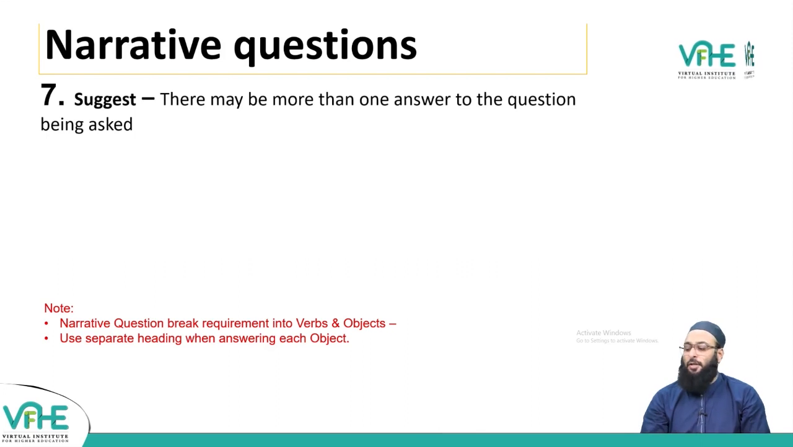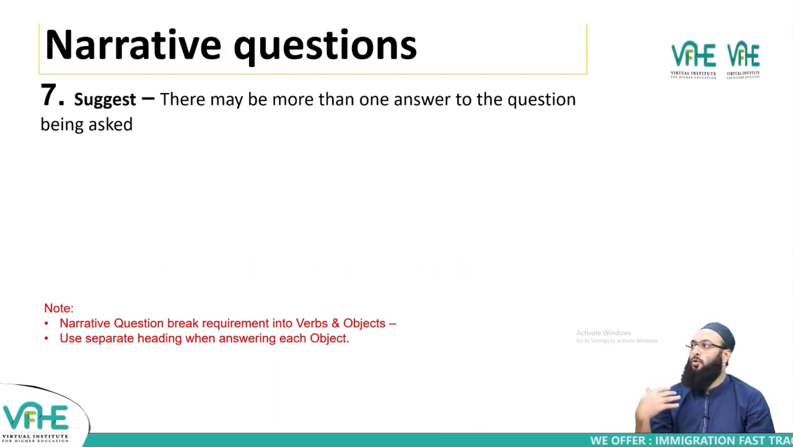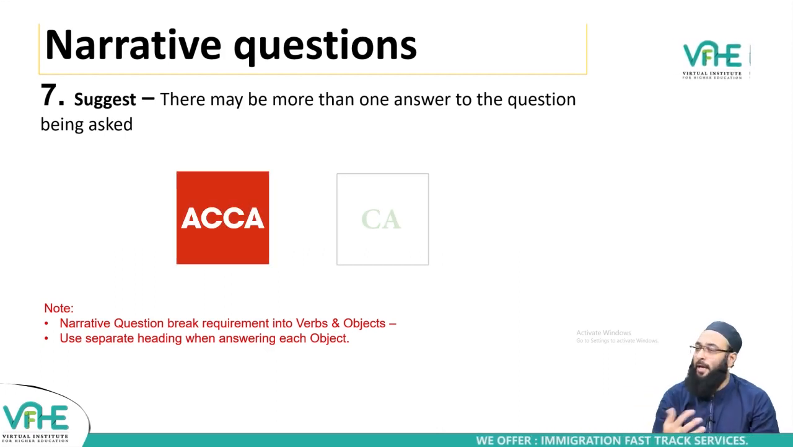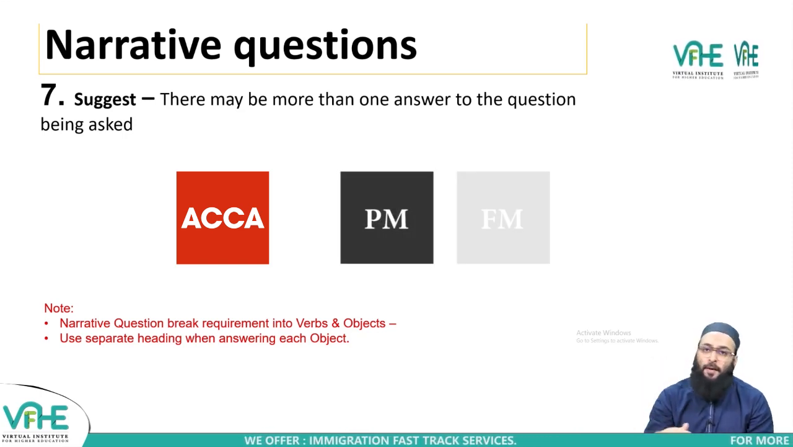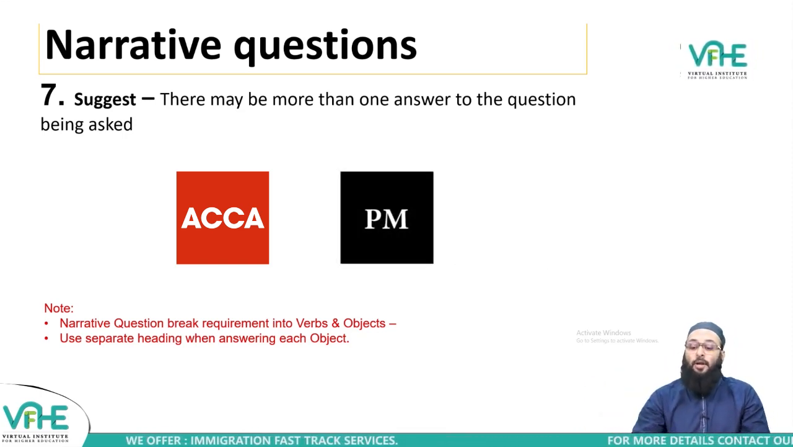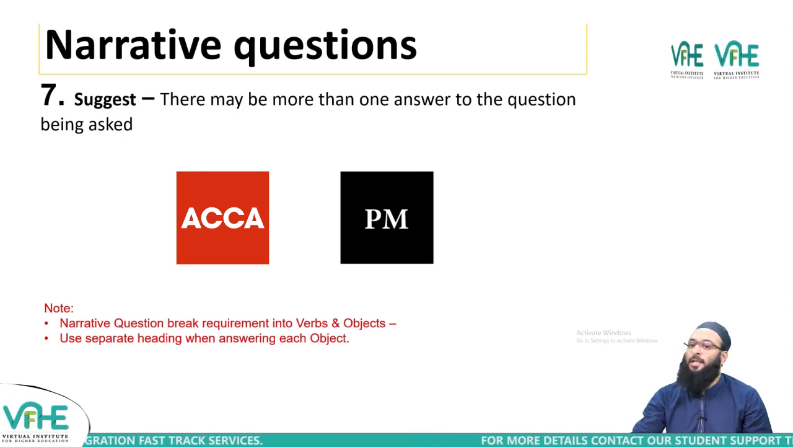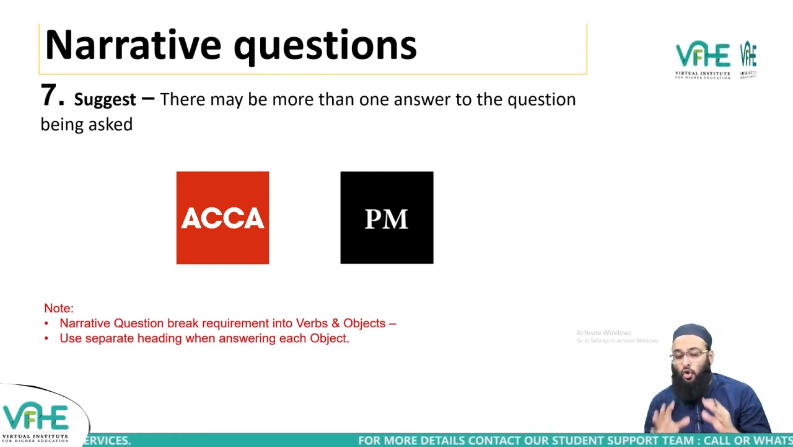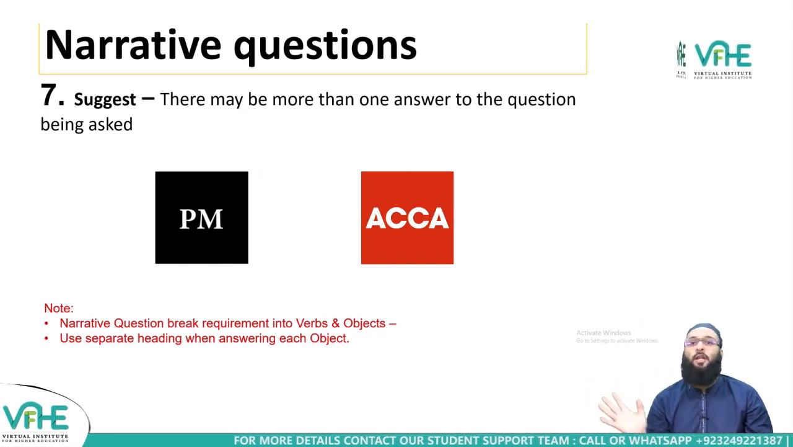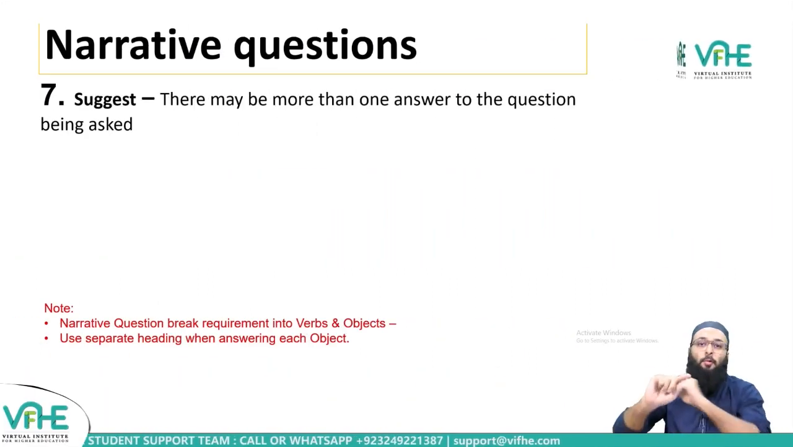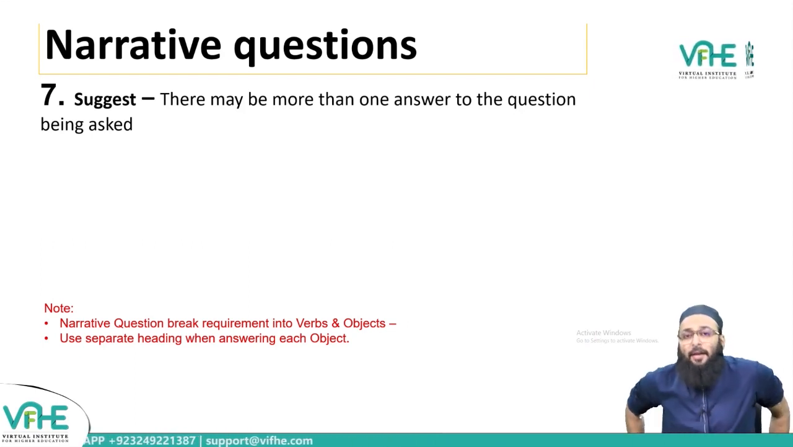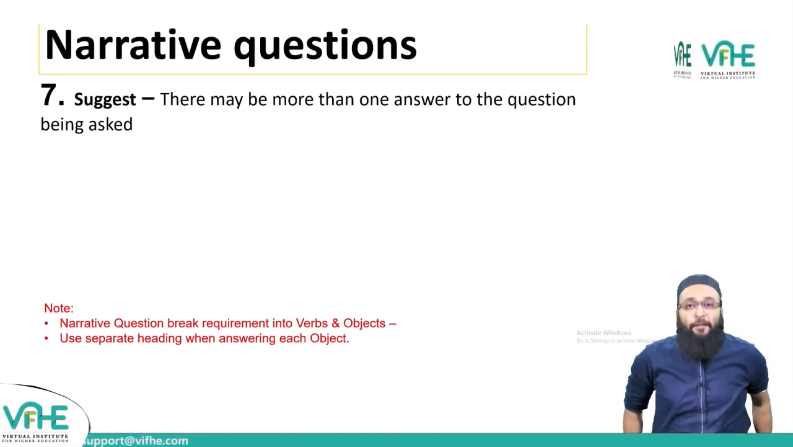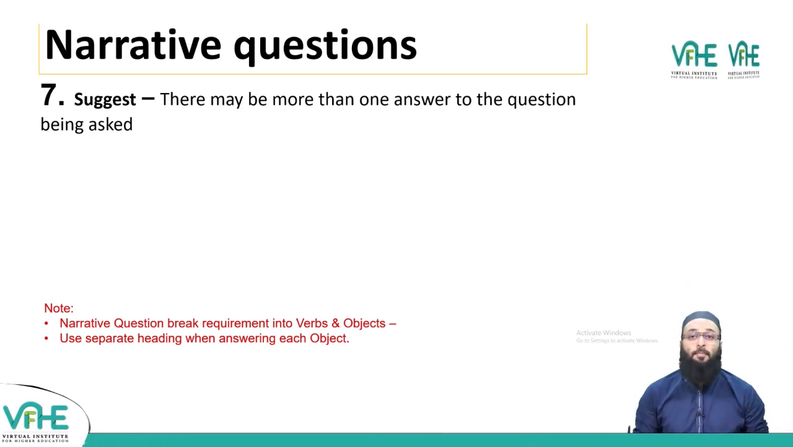Moving towards suggestion, a very simple verb, suggest. What should I do? Should I do ACCA? Should I do CA? Okay, do ACCA. That's it. Suggest, should I give PM or FM? Give PM. That's it. So remember, when you are asked to suggest, for sure there will be more than one answer. More than one answer when you are required to suggest, because the examiner requires a suggestion and every student will give a different suggestion.